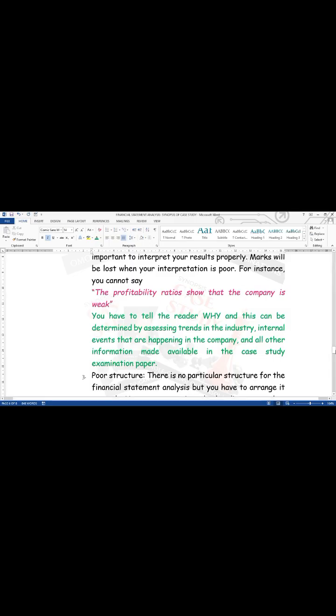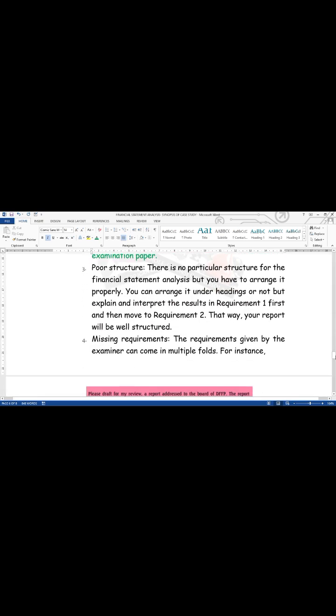And the other thing again is poor structure. Now, there's no particular structure required, but you cannot just be arranging your work anyhow, even if there's no particular structure. You have to arrange it under headings. You can decide to arrange under headings or not, that's totally up to you, but just make your work neat.